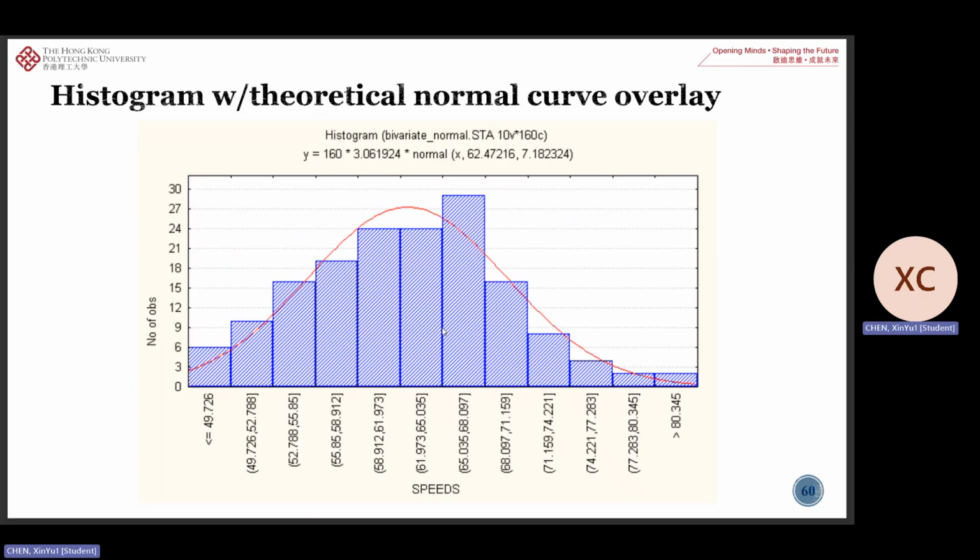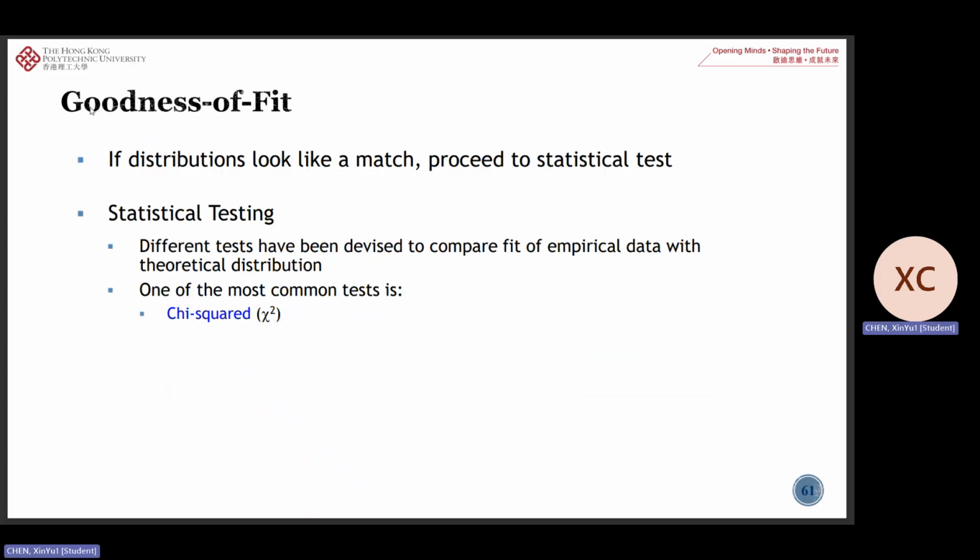So here it's about the histogram. I think many of you, especially when you use data from lab experiments, normally use a histogram to show the properties of your data. If the distributions look like a match, we proceed to a statistical test. There are different tests to compare the fit of the empirical data with the theoretical distribution. The most common is the chi-square test.